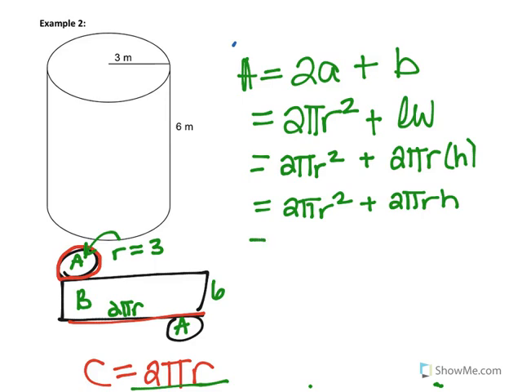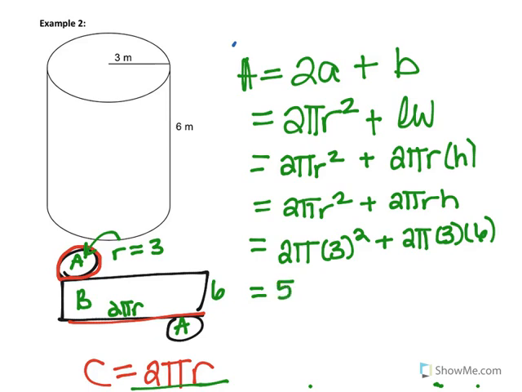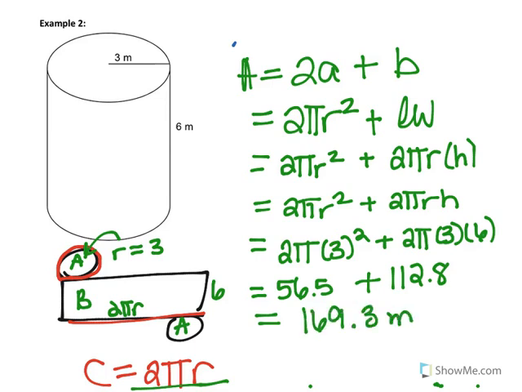And then we just plug our r and our h in. So 2 times pi times 3 squared plus 2 times pi times 3 times 6. And you should get 56.5 plus 112.8. And altogether, this is 169.3. Our unit is meters squared.